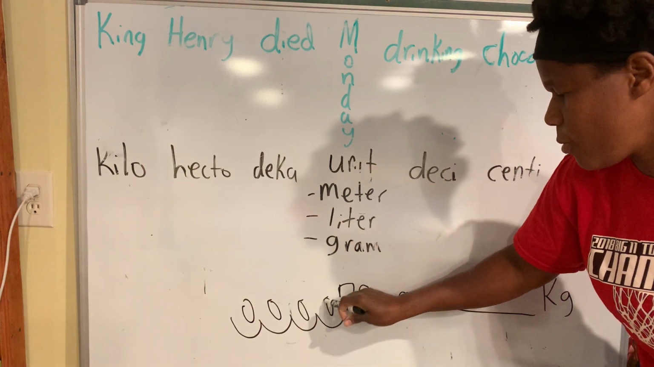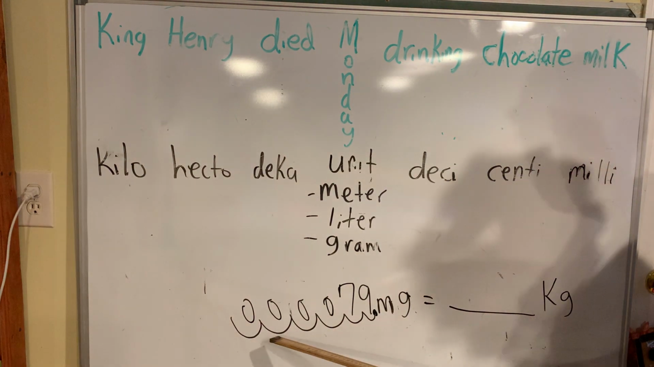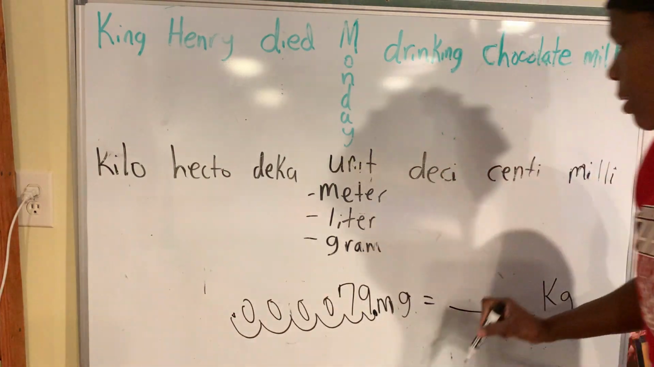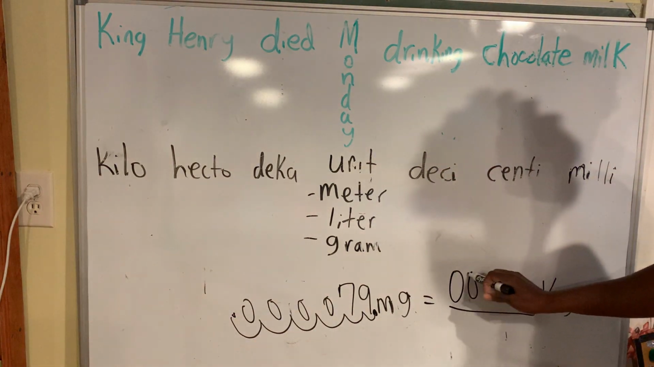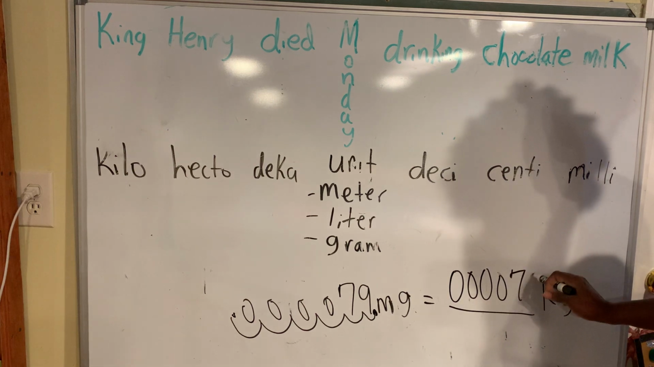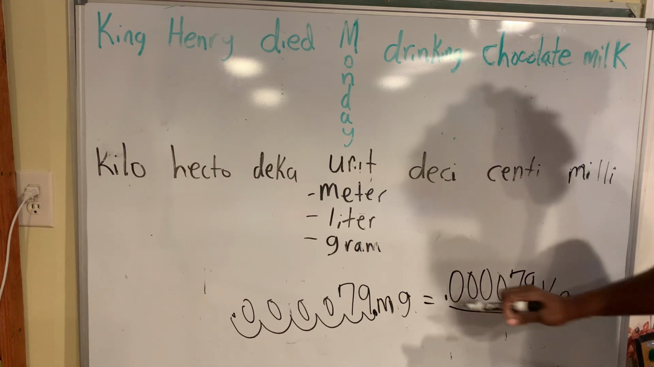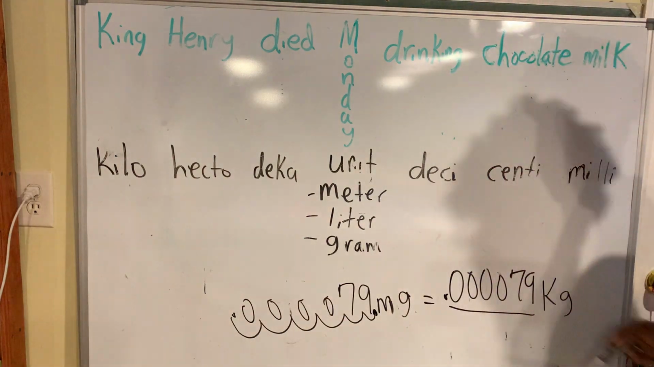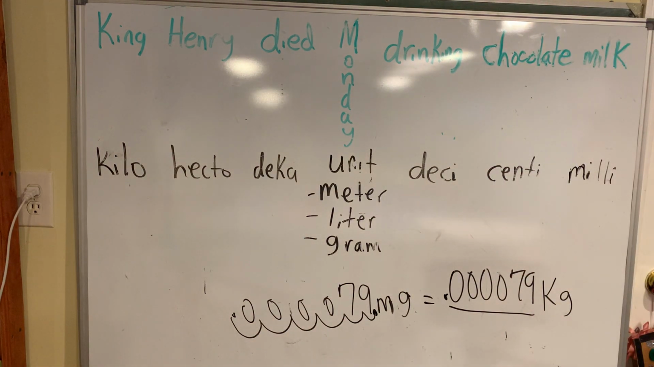And every loop has to have a number. So what my answer becomes, it becomes 0.000079. And the point goes there. I leave it wherever I stopped. Kilograms.